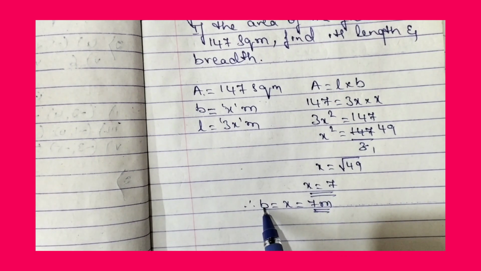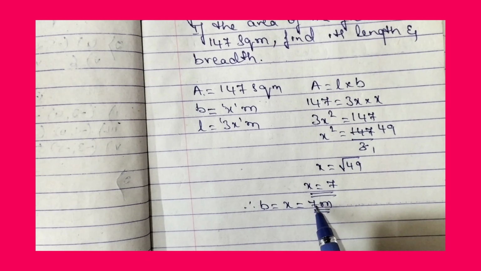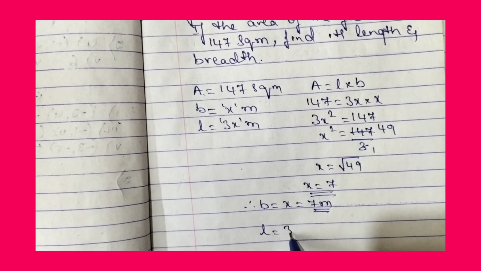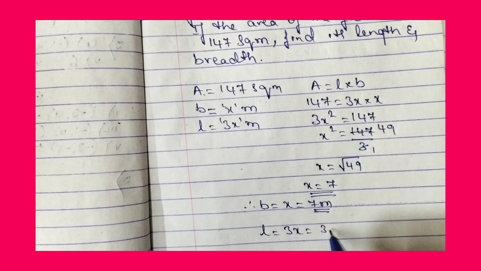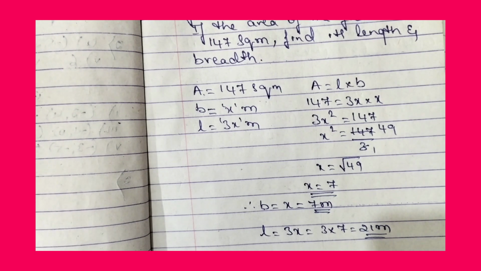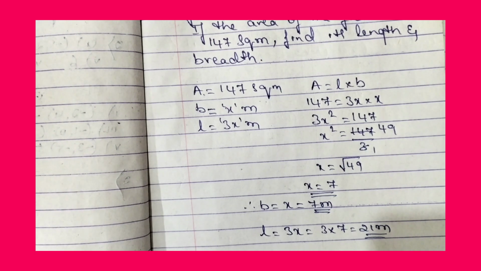If breadth is x, which is 7 meter, then length will be 3 times its breadth. So length is equal to 3x, which is 3 into 7. So 3 sevens will become 21 meter. Like this, we have to find out the length and the breadth of the rectangular field. Now let us move to the next question.